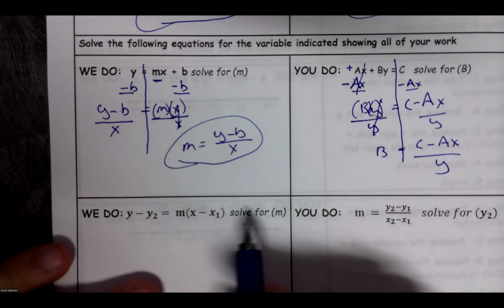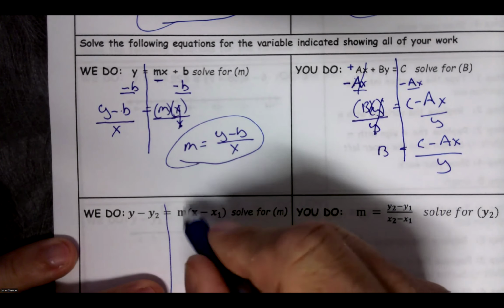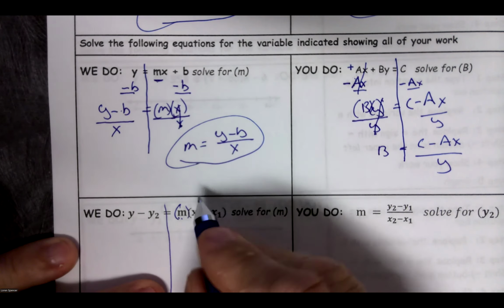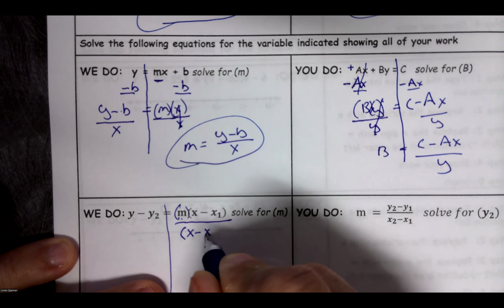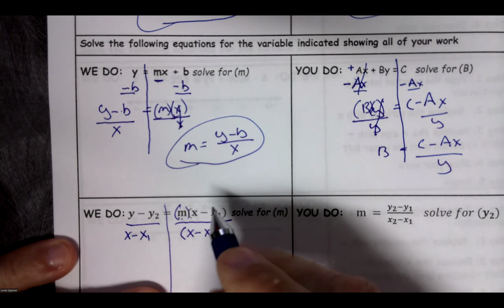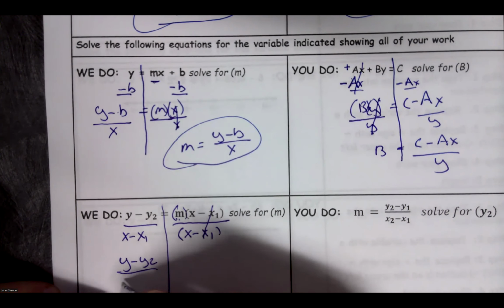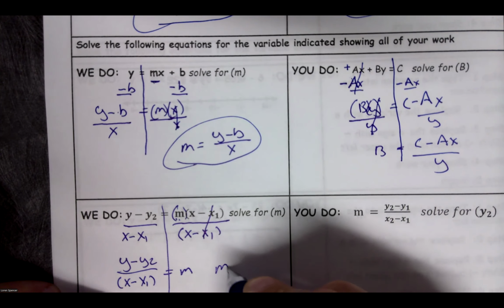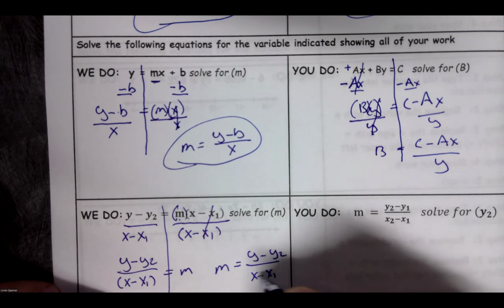On the next one, it says solve for m. This one happens to be really fast and really easy, although it looks scary, because m is essentially in parentheses, which means this is being multiplied by this group, which means all I have to do is undo the multiplication by opposite operations, or inverse operation. This goes away, and now I have y minus y2 over x minus x1 equaling m. So my final answer is m is y minus y2 over x minus x1.